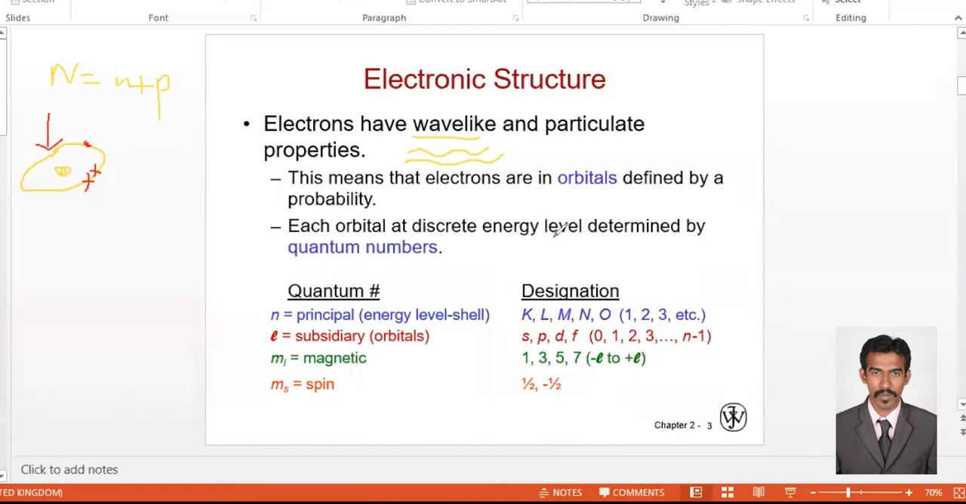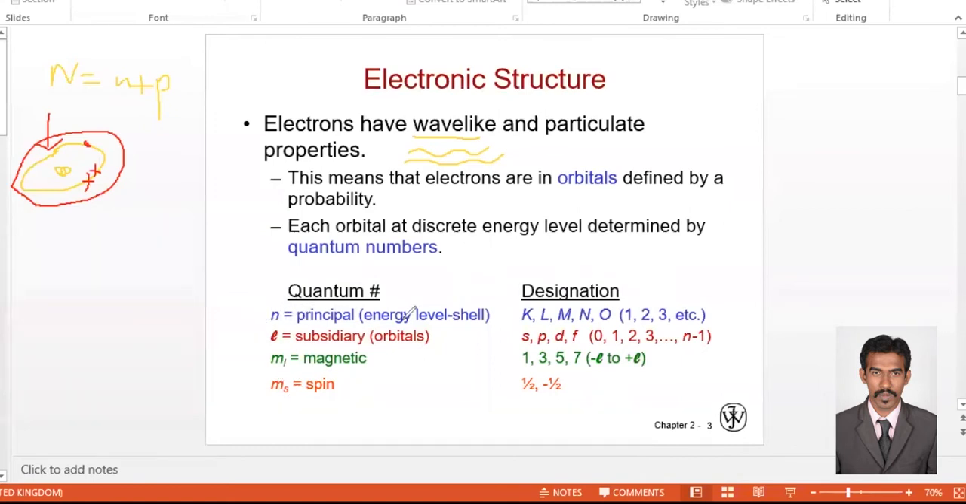Each orbital has a discrete energy level determined by quantum numbers. So this orbit, maybe the next orbit, each orbit has its own energy, right? That energy will be determined by this quantum number. So these four numbers we will use as the quantum numbers.